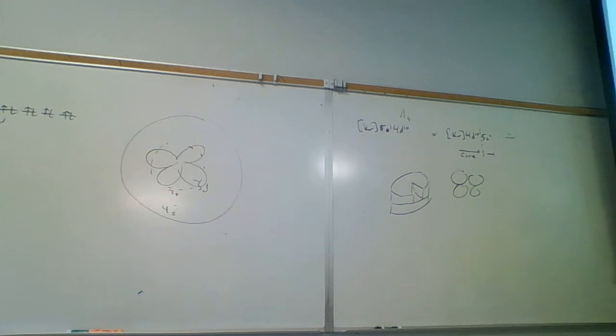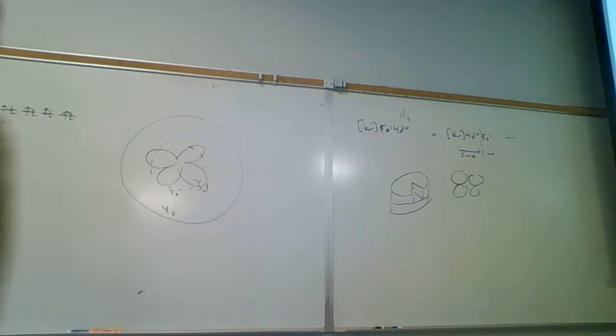Germanium has how many valence electrons? 4, because these 3d10 we're not going to mess with. Silicon has 4, and carbon has 4 valence electrons. And so 3d10 here, arsenic has 5, selenium has 6, and bromine has 7.